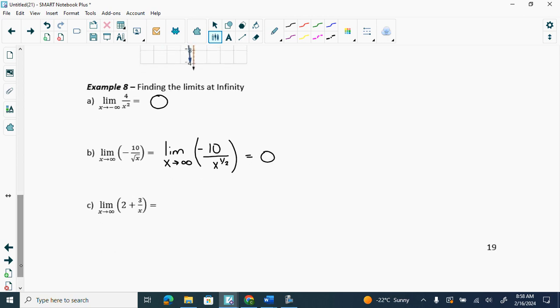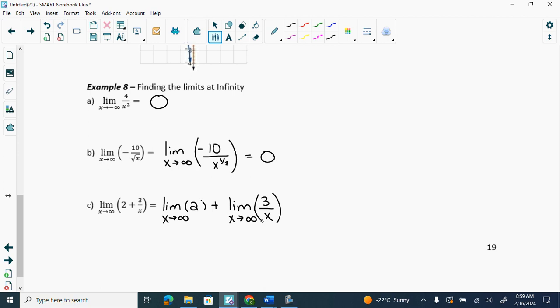Okay, this one throws people off because they're like, 2 plus 3 over x. But I told you we can do limit laws. So we can split these up. We could go the limit as x approaches infinity of 2 plus the limit as x approaches infinity of 3 over x. Now most people will be like, okay, this one's 0, and then they sit and stare at the limit as x approaches infinity of 2 and they don't know what to do.